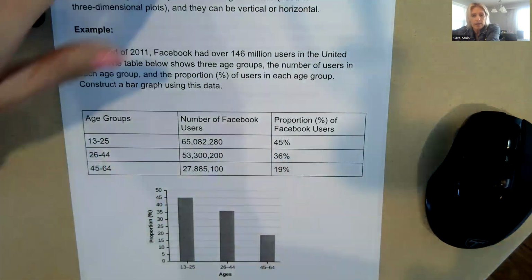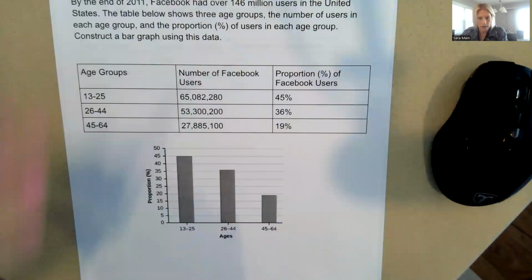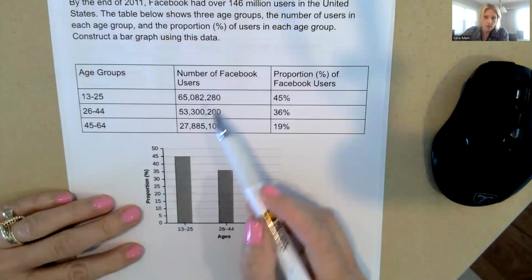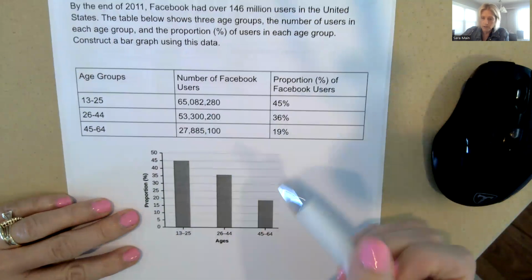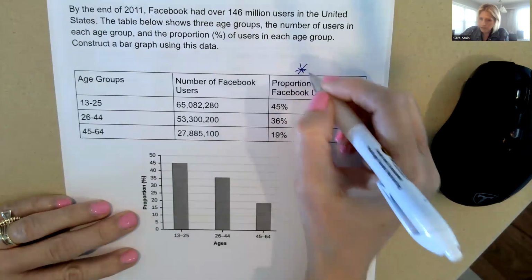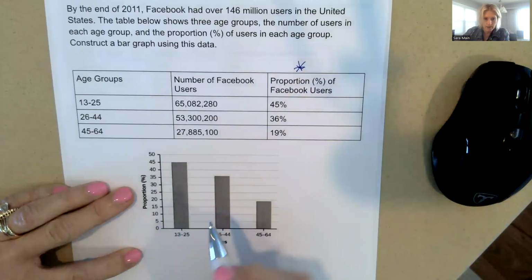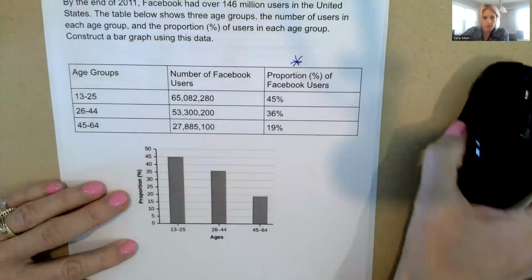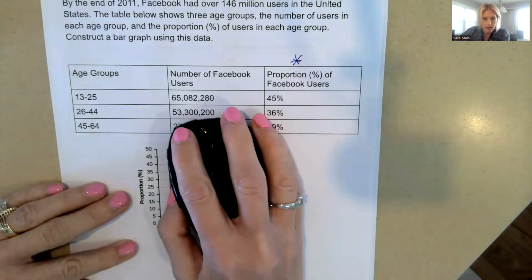And so you can see that the bar graph that I made here was not using just a number of Facebook users, but it was using the proportion column. You can see that in the title. And I'm going to show you how I made that in Excel.